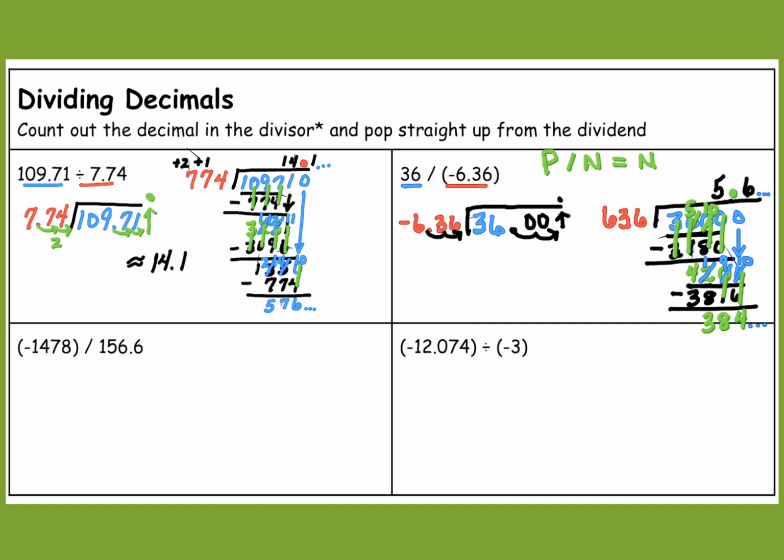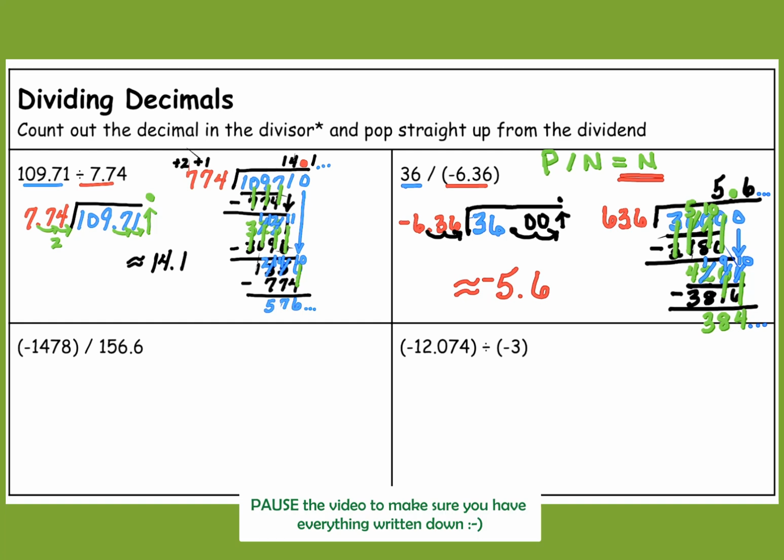Do not forget the rules of integers. A positive divided by a negative is always a negative answer. So the answer to this problem is approximately 5 6/10, but that answer is negative. So it is a negative 5 6/10. Before we continue on to the next problem, make sure that you have everything written down.